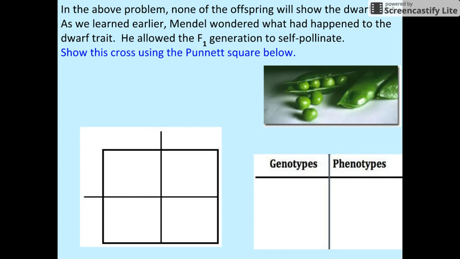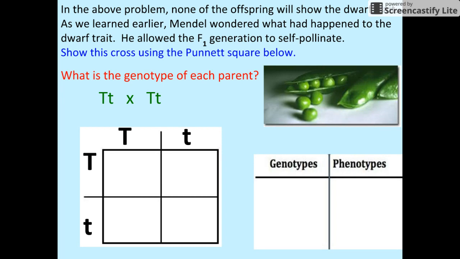As we learned earlier, Mendel wondered what had happened to the dwarf trait. He allowed the F1 generation to pollinate. Show this cross using the Punnett square below. So the F1 generation from the previous line, they were all heterozygous, okay? So it's going to be a cross between two heterozygotes, big T, little t, big T, little t. So we can put them on the outsides of our Punnett square, and now we drag and drop them, right? Big T, big T, big T, little t, big T, little t, little t, little t.